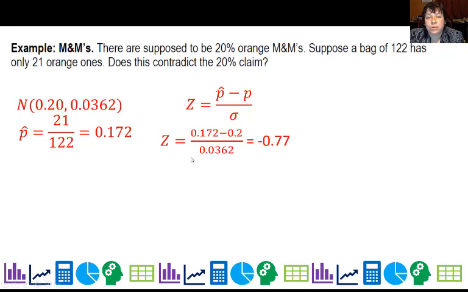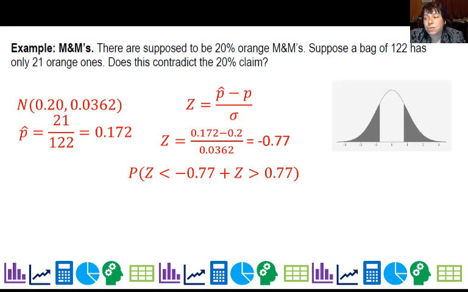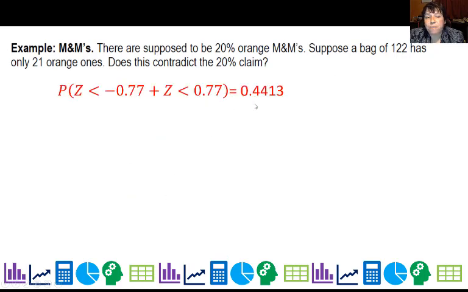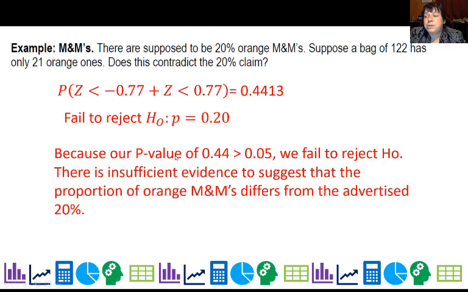I'm actually doing what's called a two-sided test because I'm just trying to say different than 20%. So it could be less than negative 0.77 or greater than 0.77. In other words, it looks something like this. If I use normalcdf from negative infinity to negative 0.77, and then double that, I would get 0.4413. So that's the probability. With that probability, we're going to fail to reject the proportion of 20%. We're going to say, hey, this is not that surprising. Even though my original value was different, that's some evidence that it's not 20%, but it's not convincing evidence. So because our p-value of 0.44 is greater than 0.05, we fail to reject H0. There's insufficient evidence to suggest that the proportion of orange M&Ms differs from the advertised 20%.